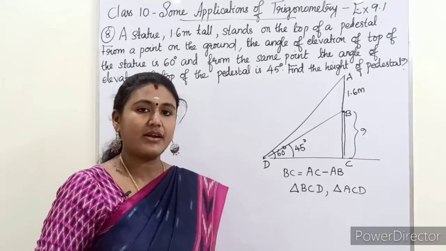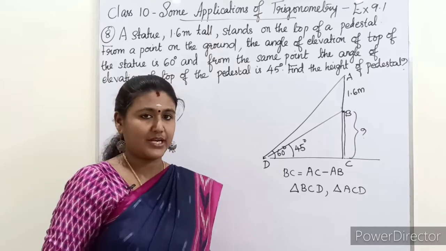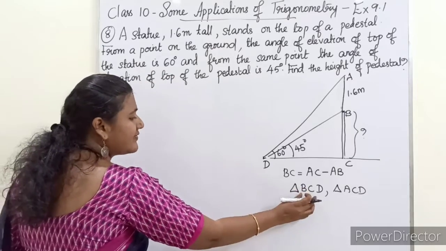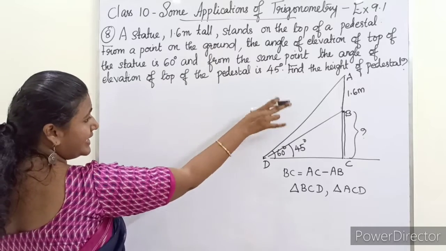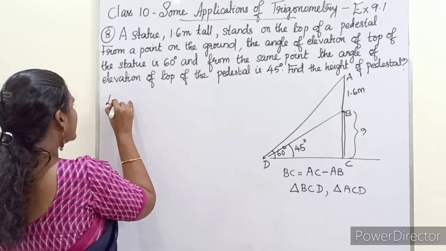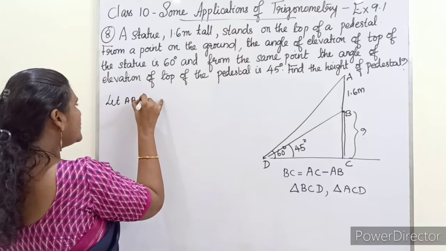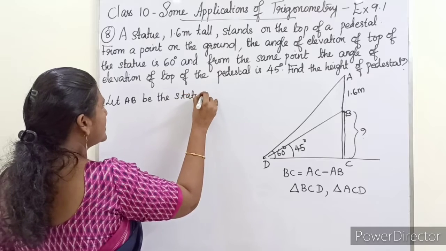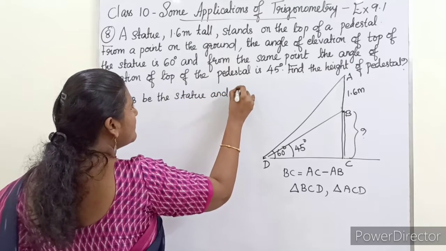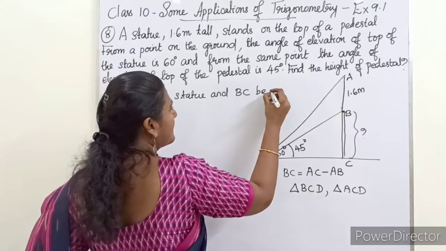In these two triangle we are going to use trigonometric ratio. So first we will take the first triangle. So first we will write what is AB, BC and all. So let AB be the statue and BC be the pedestal.